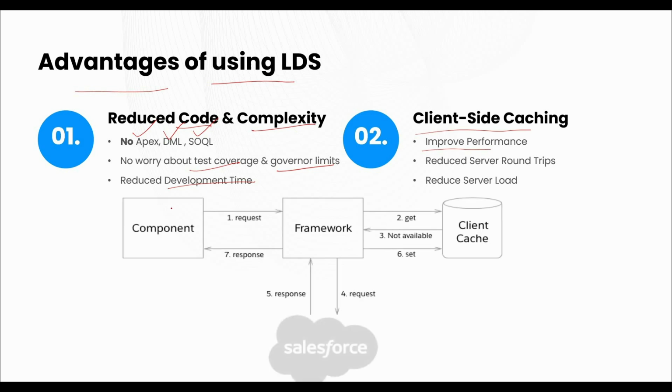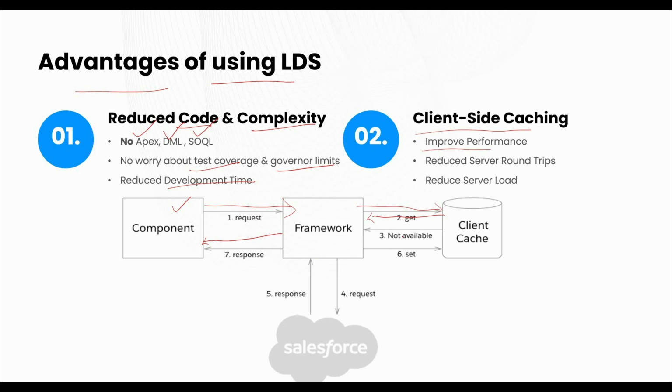So whenever a component tries to get a record using LDS, or we can say using wire adapters, then first that request will go to the framework. Now here, first the framework will check: is data available here in client-side cache? I mean, if we are running the application in browser, then the framework will check in our browser cache whether data is available. If yes, then it will return data to the framework and the same data is returned to the component, which means our request will be fulfilled from client side only. I mean, the framework will not make a server request in that case.